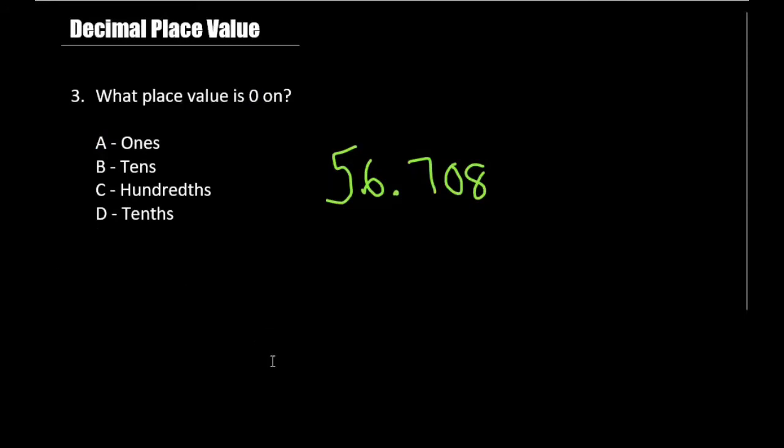Our third question is, what place value is 0 on? So again, we're just going to underline each number and write a letter to represent it. The 5 is on the tens place. The 6 is on the ones place. Cross off the decimal point. The 7 is on the tenths place. You can tell that there is a TH incorporated in the word I'm saying, because when you say tenths, you can hear it. The 0 is on the hundredths place, and the 8 is on the thousandths place.